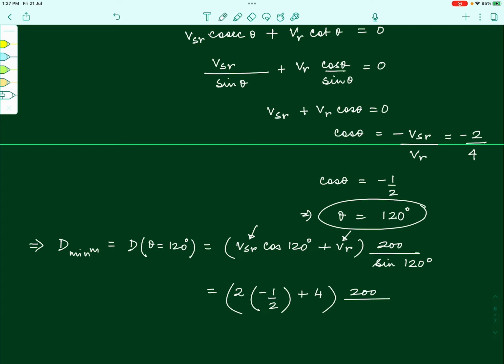Now, sin 120 is the same as sin 60, which is root 3 by 2. So, root 3 by 2 will go up, and when you solve this, this 2 will cancel out, 4 minus 1 will be 3, 3 into 400 by root 3, which will actually be 400 root 3 meters. This is your minimum drift.